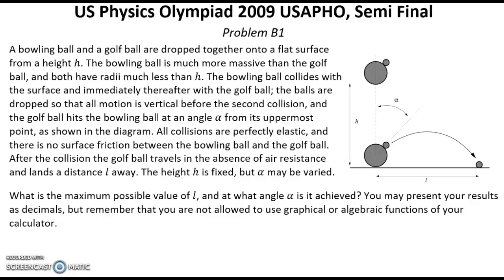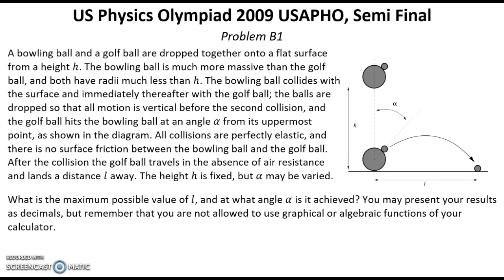Solution. First, let's find the speed of the bowling ball and the golf ball. Right after the golf ball collides with the floor, and right before it collides with the bowling ball, the speed will be v equals square root of 2gh. Before the collision, the golf ball is going down and the bowling ball is going up. Because the bowling ball is very heavy compared to the golf ball, we can think of it like a wall to the golf ball. The best way is to go to the frame of reference of the bowling ball, which is going with speed v upward.